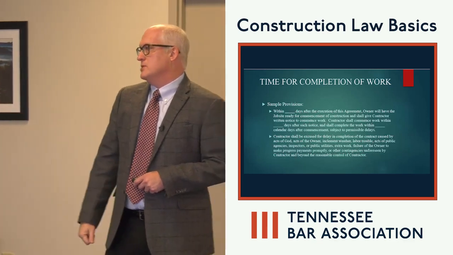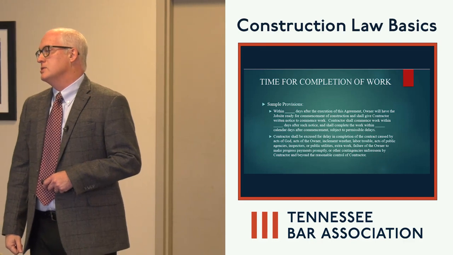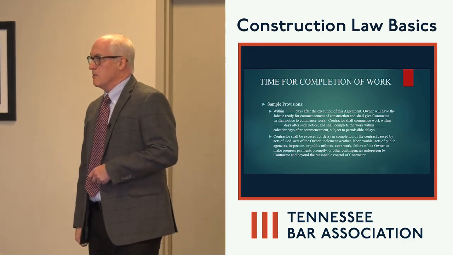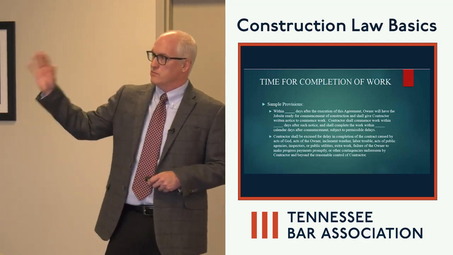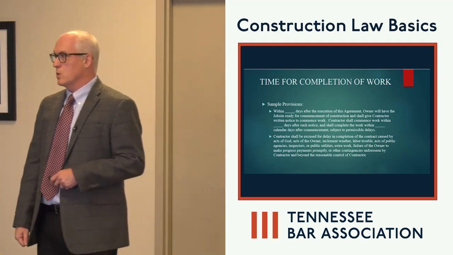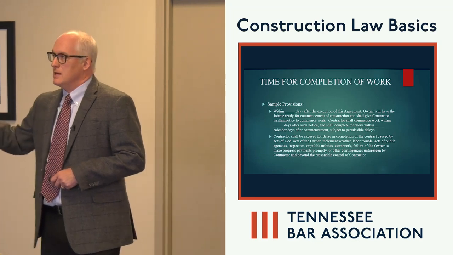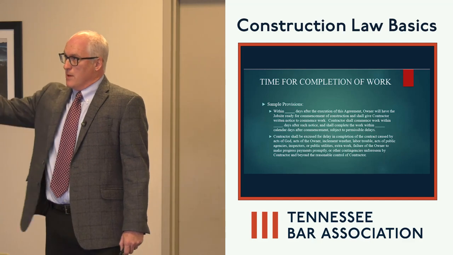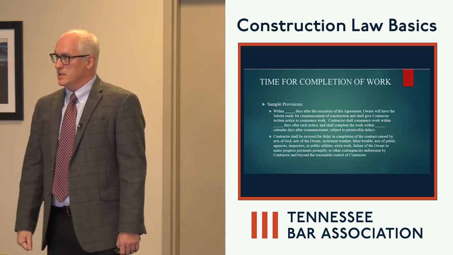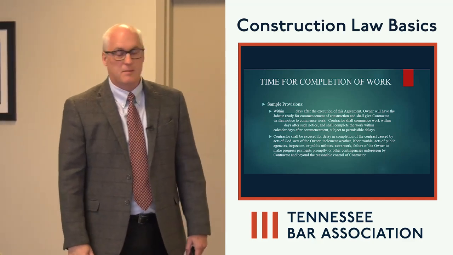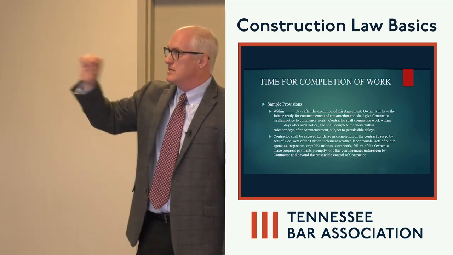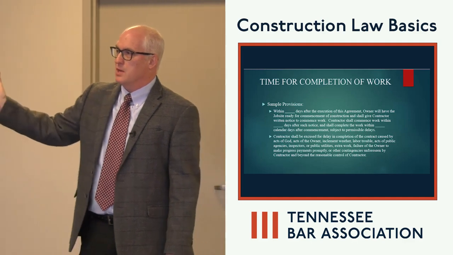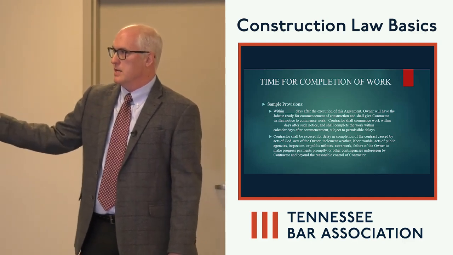A very basic provision here. This is just one I pulled out: after the execution of the agreement, owner will have the job site ready for commencement of construction and shall give the contractor written notice to commence work. Contractor shall commence work within so many days after such notice and shall complete the work within so many calendar days. Obviously, we can read that one paragraph and see 25 different issues that can come up with that. But it's a place to start, at least having some sort of timeline when things are going to get started and completed.